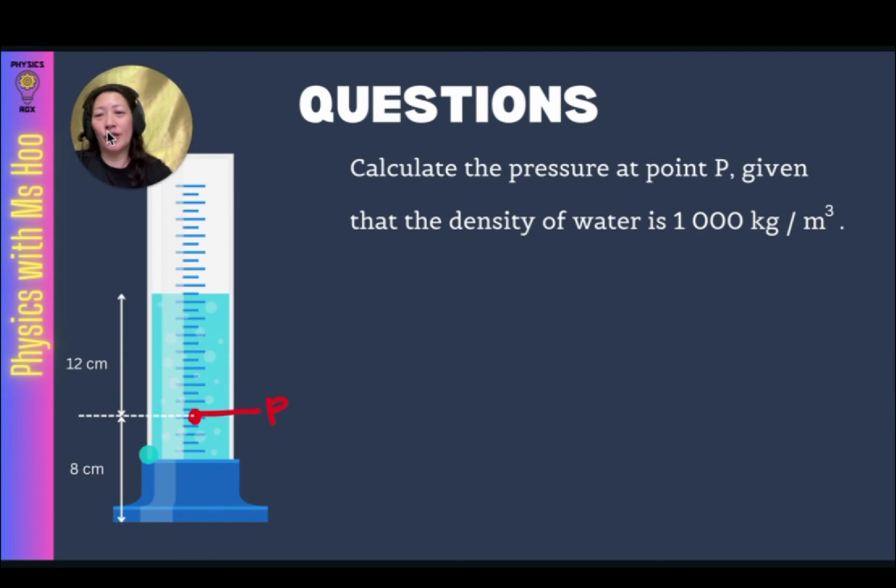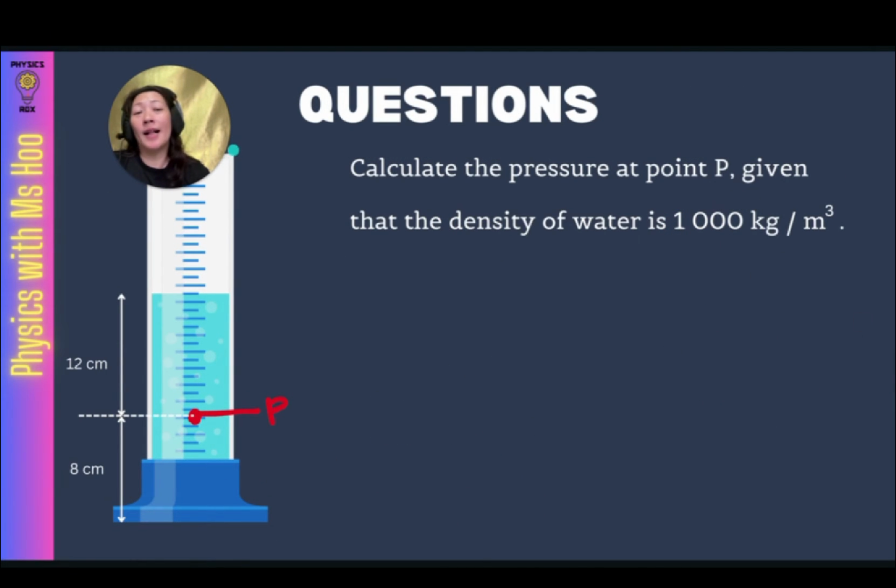So we have a question here where we need to calculate the pressure at point P given that the density of water is 1000 kilogram per meter cube. So we're given two values over here. We've got 12 centimeters measured from the surface of the water to point P and 8 centimeters from the bottom of the cylinder to point P. We know that we need to use the formula of rho GH. So I'm going to write it over here.